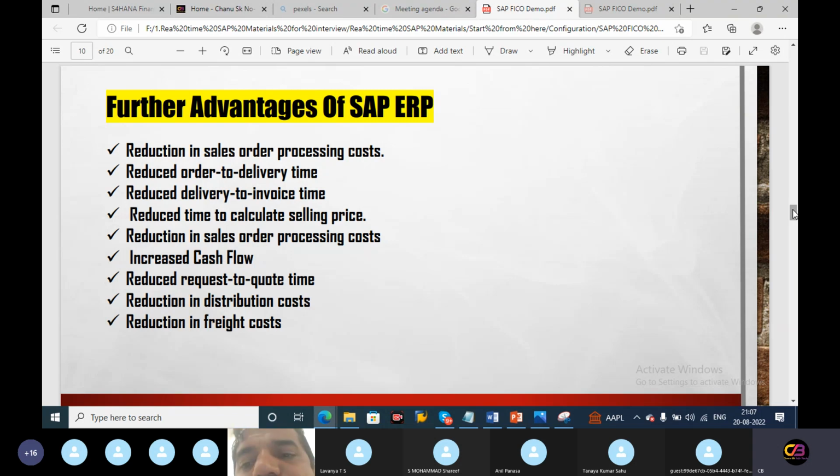That's it. The rest of the things, like freight cost and distribution cost, if you are a finance person you should understand. Even if you don't understand, just ignore it. If you are from another background, not from finance or costing, then ignore it. There is no problem at all. This is just a list of advantages.